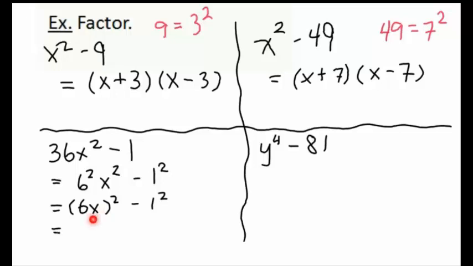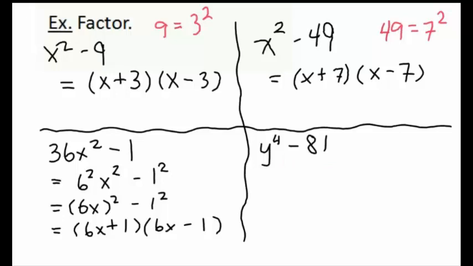And now maybe it's a bit easier to see what your conjugate pairs should be. So what we have is 6x squared minus 1 squared. So now we know that 6x must go into our first slots. We have 1 positive, 1 negative sign, and then the number 1 must go into the second spaces.